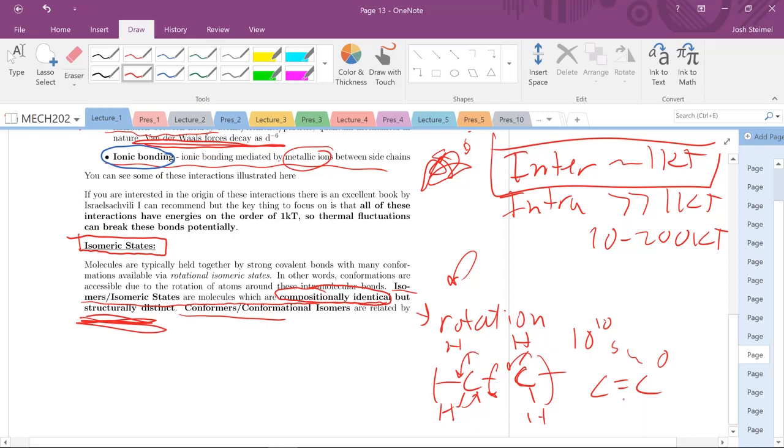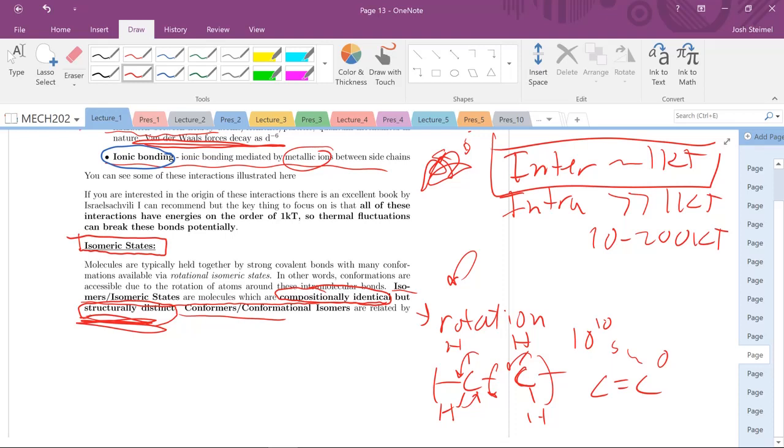But I wanted to take a step back: why do we care about isomers? Things that are compositionally identical but structurally distinct. So our Tg should be the same, and all the properties should be the same, right? The answer is definitely not. This structural distinction, like double bond versus single bond, has severe implications for how that material behaves and what the properties are and how they vary.